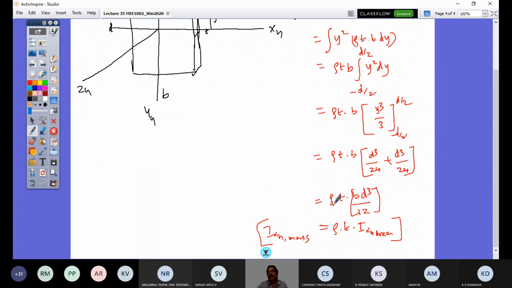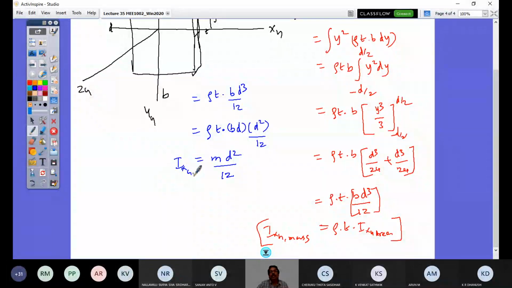Before that, let us find out from this. What am I going to do? I am going to write this expression again. Rho t b d cubed by 12. I'm going to play around here. It is rho t into area, and area is b into d. So I'm taking b d out and here I have d squared by 12. Now t into b d: b d is the rectangular area, t is the thickness, so this is the volume. Density into volume becomes mass. So m d squared by 12 is Ixg mass.